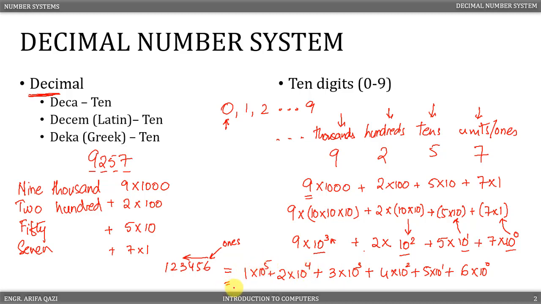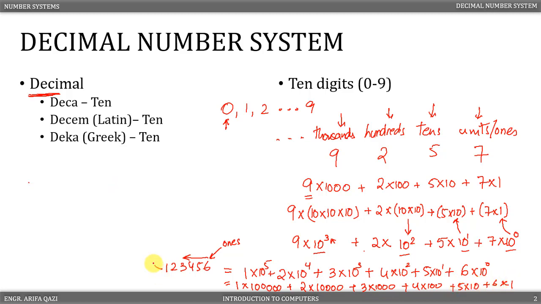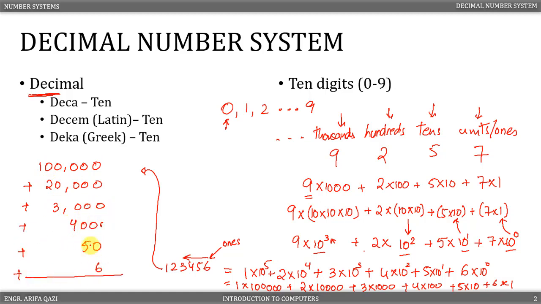And if I expand this, I will get 1 into 1 followed by 5 zeros, plus 2 into 10,000, plus 3 into 1,000, plus 400, plus 5 times 10, plus 6 times 1. This would actually be equal to 100,000 plus 20,000 plus 3,000 plus 400 plus 50 plus 6. And if you add them all together, we'll get the original number 1, 2, 3, 4, 5, 6. And this is how you form any number in the decimal number system.